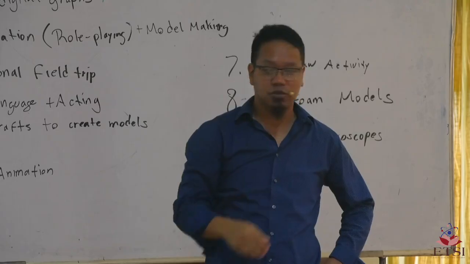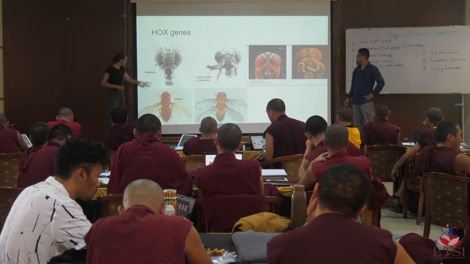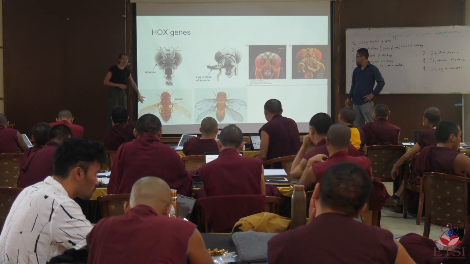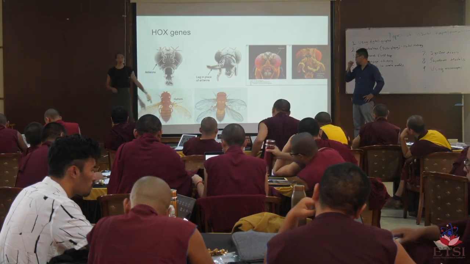So there's many different kinds of Hox genes. So this is a mutation in one of them. This is a mutation in a different one. What do you observe that's different about these two flies at the bottom?